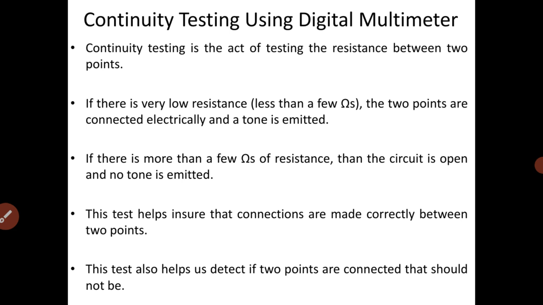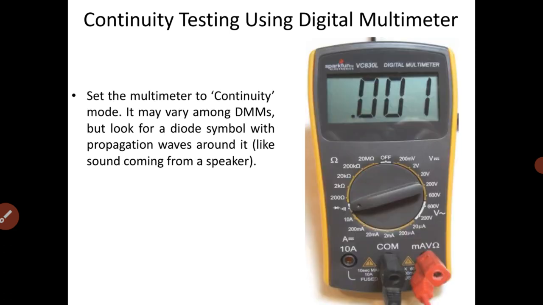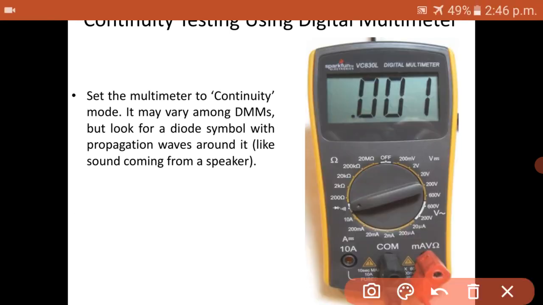This test also helps us detect if 2 points are connected that should not be. Here we can see, for testing the continuity we have to set the knob on this diode symbol, by which we can test the connectivity between the 2 points in a breadboard or in any electronic circuit.